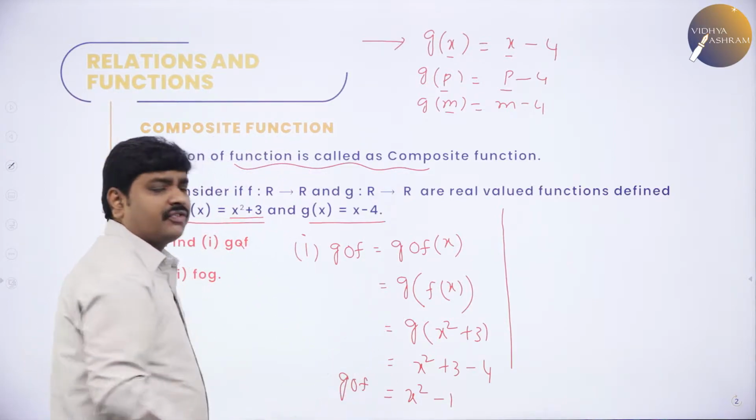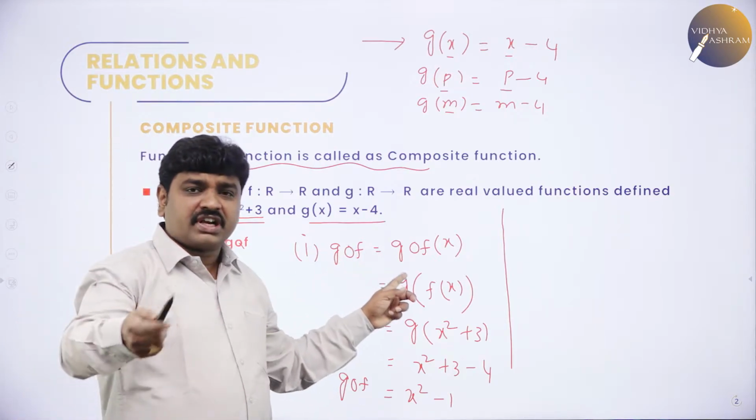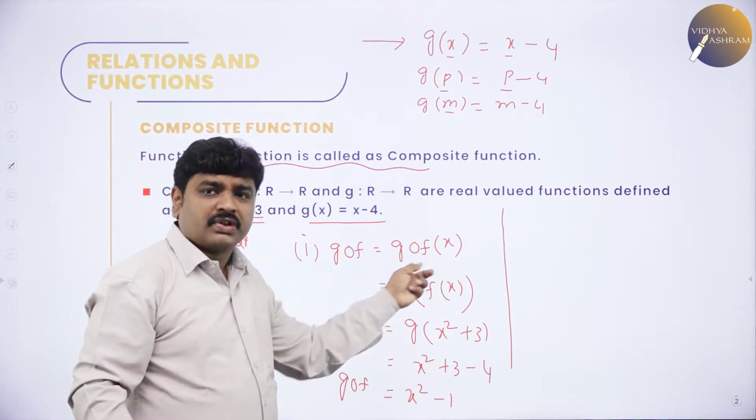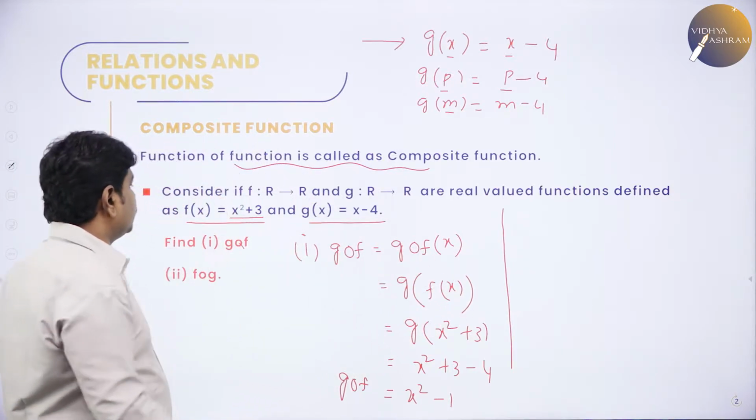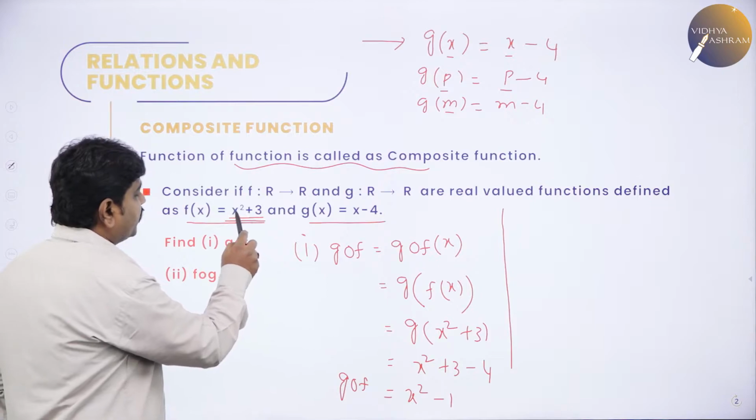What is gof? So let me repeat. If they don't mention any variable, take it as gof x. What is gof x? G of f of x. What is f of x? Refer the question. In the question, they have given f of x. What is f of x given? X square plus 3.